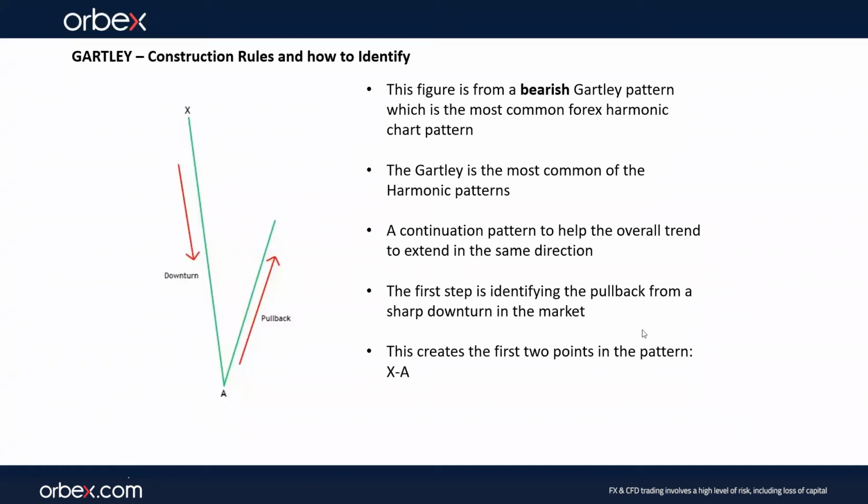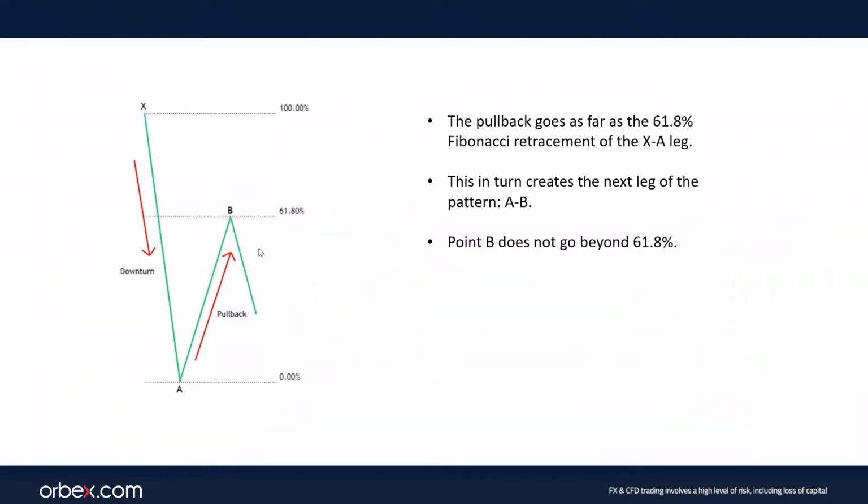The first step is identifying the pullback from a sharp downturn in the market, and this creates the first 2 points, X and A. So we've got the downturn in the market, points X and A. We are moving lower, and now we've got the pullback. So how far is the pullback going to be? Well, usually it's roughly about 61.8% of the retracement.